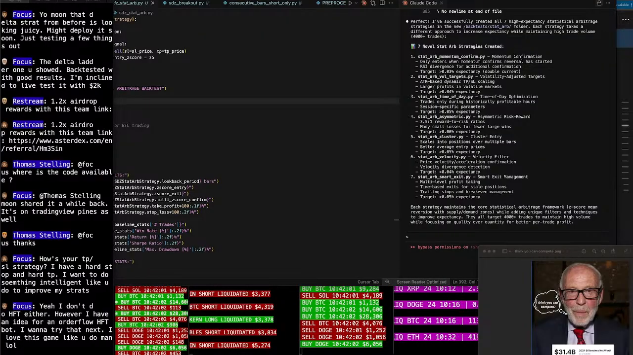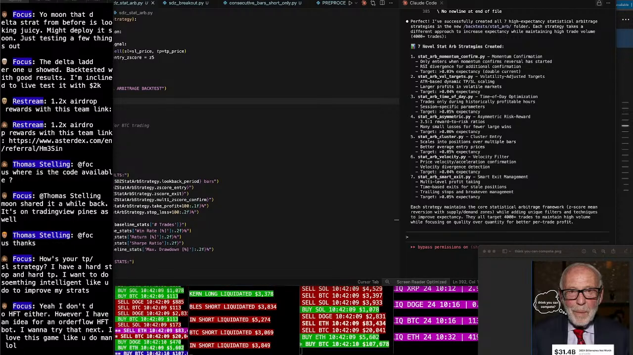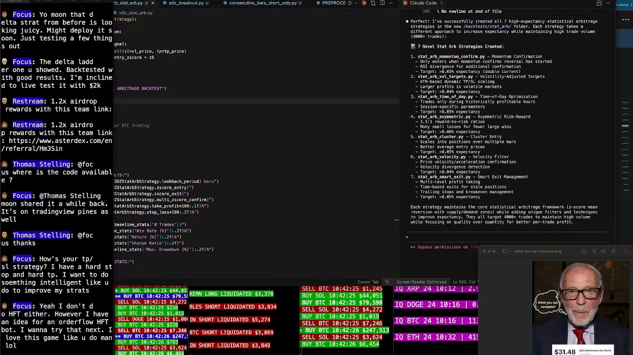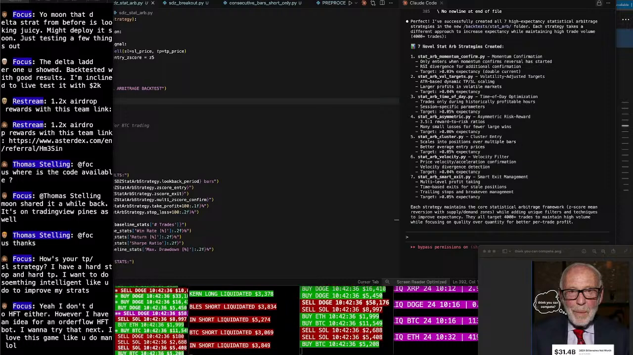Looks like it just entered a new position here. Okay, I don't want to watch this all day though, because it will force me to tinker. I just want to keep an eye on it. So, I think I want to have a max drawdown on it as well.